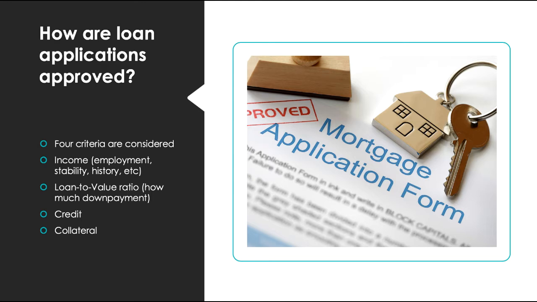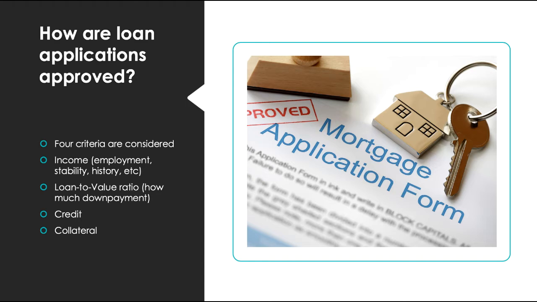How are loan applications approved? Generally speaking, there are 4 criteria every mortgage lender uses. It doesn't really matter what type of loan product, whether it's a fixed rate loan, adjustable rate loan, a 30-year loan, a 15-year loan. Every mortgage lender is going to consider the 4 same general criteria. Number 1, income. Income to repay the loan.